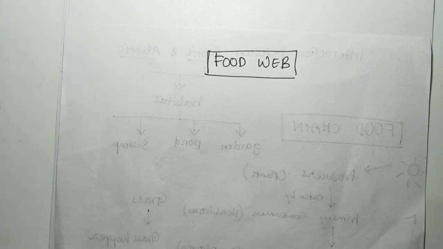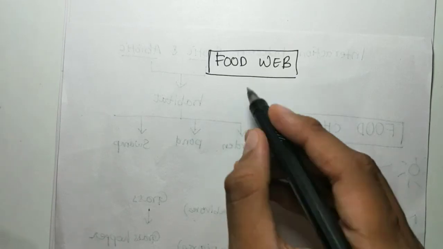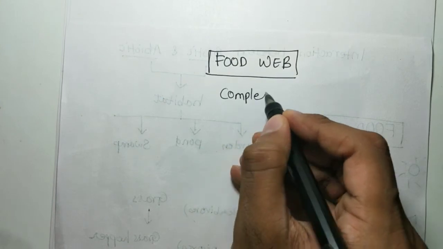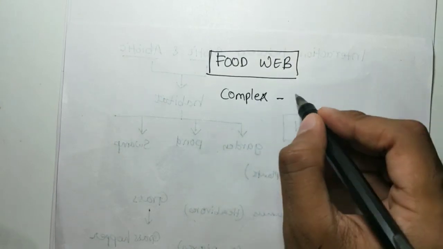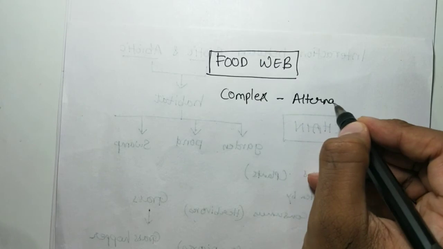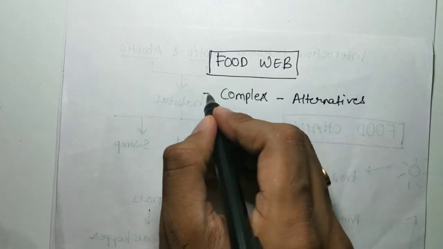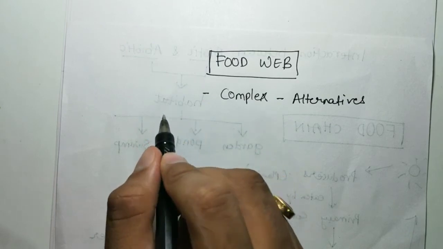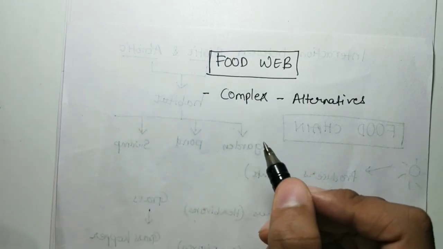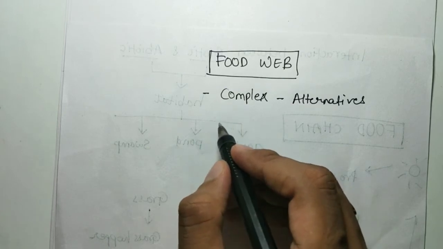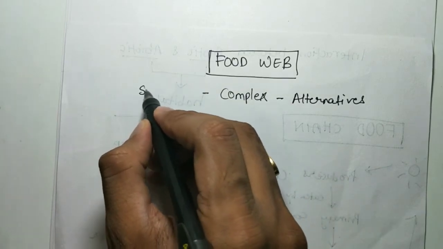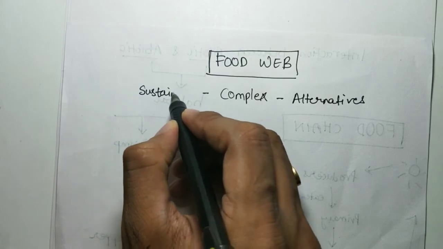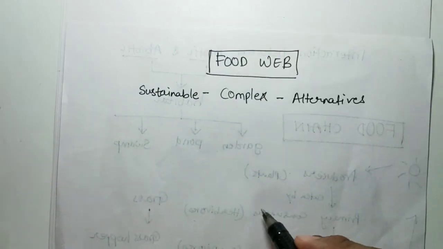Now these were food webs. We have seen from the picture they are complex. Food webs are complex. They provide alternatives. Okay, and each organism is consumed by and consumes different organisms, because of which our ecosystems become sustainable. These are three important parts of food webs.